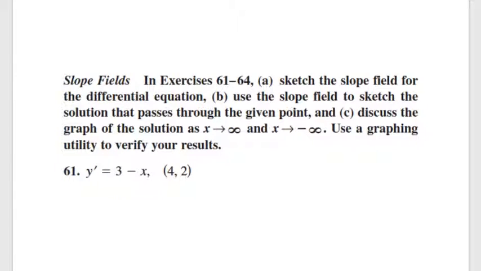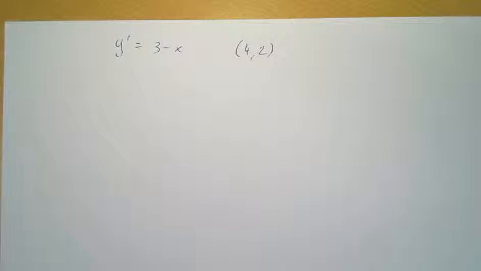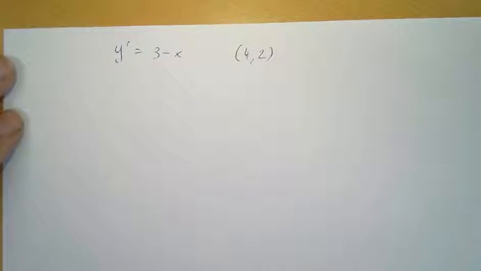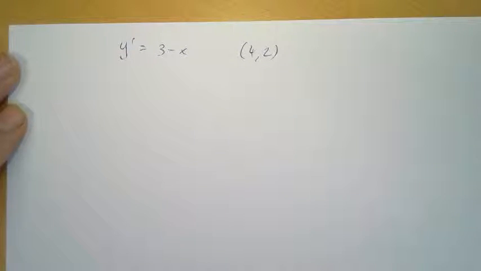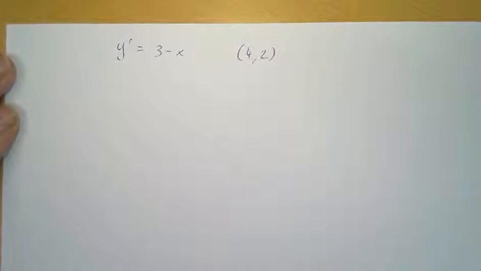So in exercise 61, we have to sketch the slope field for the differential equation given, then use the slope field to sketch the solution that goes through the point (4, 2), and then discuss the graph of the solution as x approaches infinity and negative infinity. So, we have the differential equation y prime equals 3 minus x.